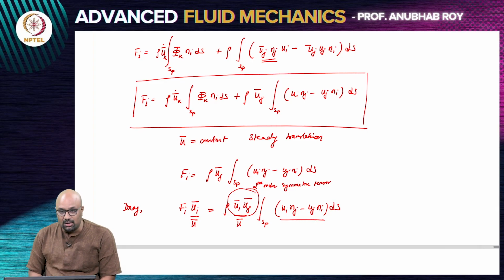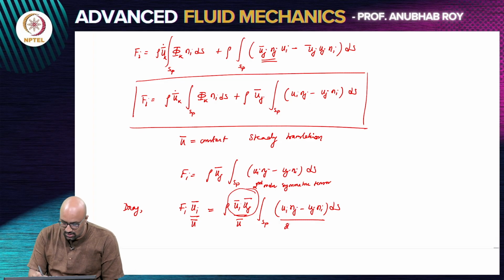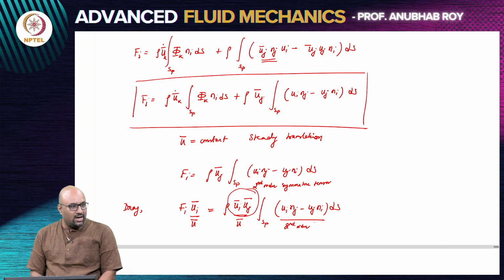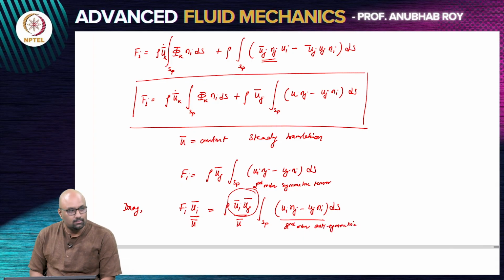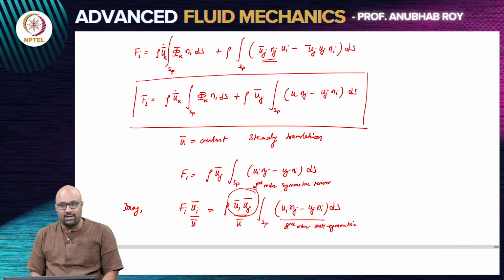What about the term here? What is the order of that tensor? u_i n_j minus u_j n_i. This is also second order. And if you switch j with i, this becomes antisymmetric. So you have a second order symmetric tensor and a second order antisymmetric tensor, which are being double contracted, which means this is 0.